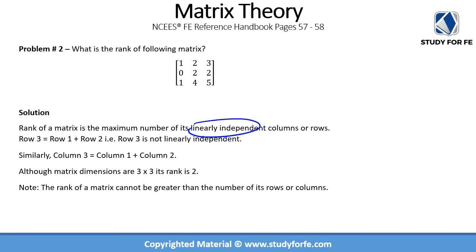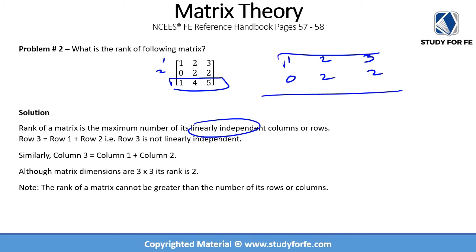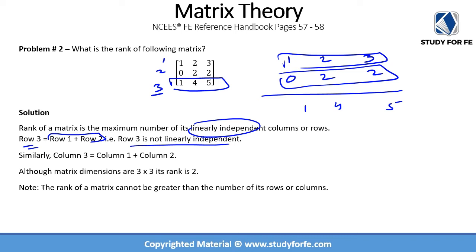If you look closely, you'll find that row 3 of this matrix is actually a sum of row 1 and 2. So if I add row 1 and 2, so I have 1, 2, 3 in the first row and 0, 2, 2 in the second row. If I add these two rows, then you will see that I'll end up with 5, 4, and 1, which is our row 3. So that basically means that row 3 is the sum of row 1 and 2. So row 3 is not linearly independent.